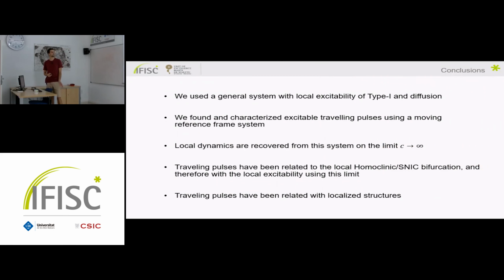So, some conclusions. What we have seen today is that we use a general system with local excitability, and we add diffusion to it. We found and characterized excitable traveling pulses using the moving reference frame. This moving reference frame can be connected with the temporal dynamics through the limit when the velocity becomes really large. And in this limit, we were able to connect the bifurcation of the pulses with the bifurcation of the temporal system. And finally, outside of this region, we connect these traveling pulses with the localized structures.